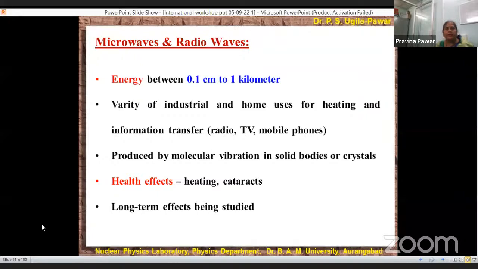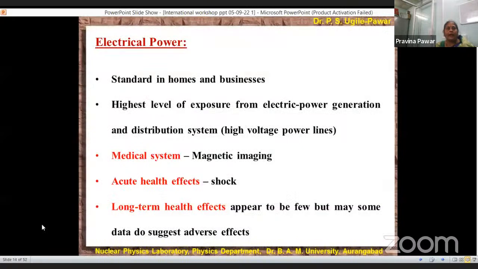Microwaves and radio waves. The energy between them is 0.1 cm to 1 km. Variety of industrial and home uses for heating and information transfer: radio, TV, mobile phones, produced by molecular vibration in solid bodies or crystals. Health effect, heating, long-term effects being studied. The electrical power standards in homes and business, highest level of exposure from electric power generation and distribution system, high voltage power line, medical system, magnetic imaging. Acute health effects, shock. Long-term health effects appear to be few, but there may be some data to suggest adverse effects.